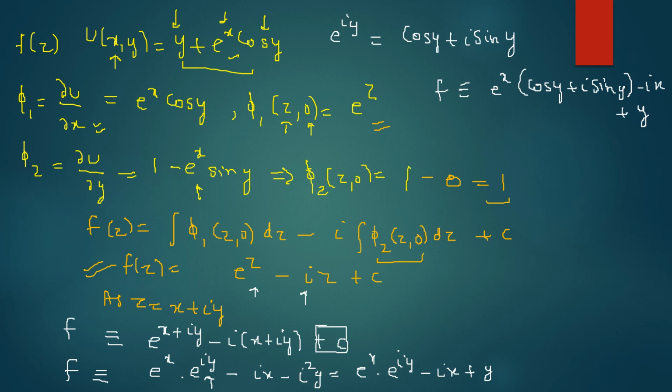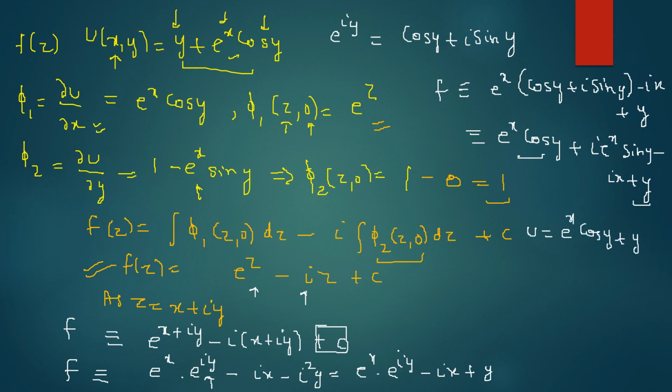Correct? Now can you expand it? e raised to power x cos y plus iota e raised to power x sin y minus iota x plus y. Correct? Now what is the real part here? This one. So u is e raised to power x cos y plus y. What is the imaginary part here? V, which is, iota you can take common. What is left? e raised to power x sin y minus x. Yes or no?